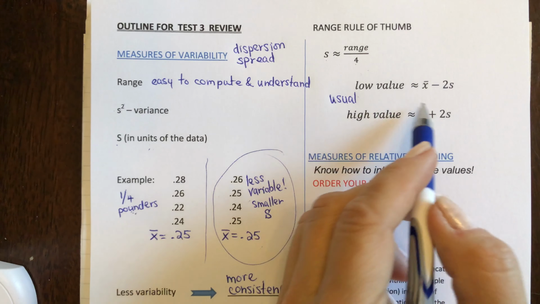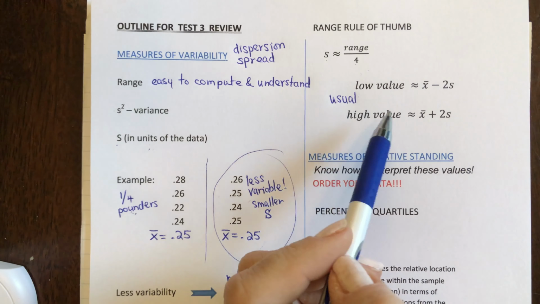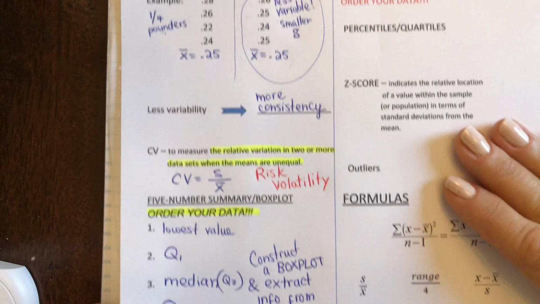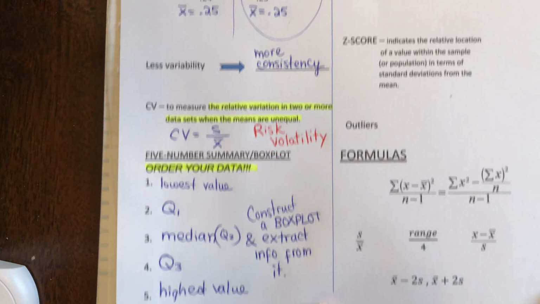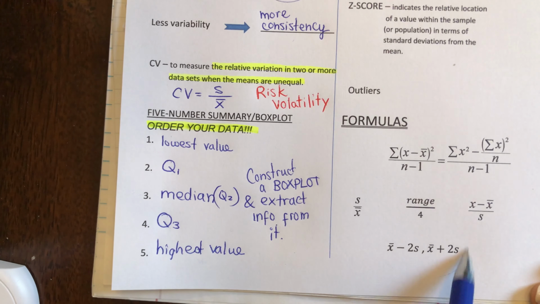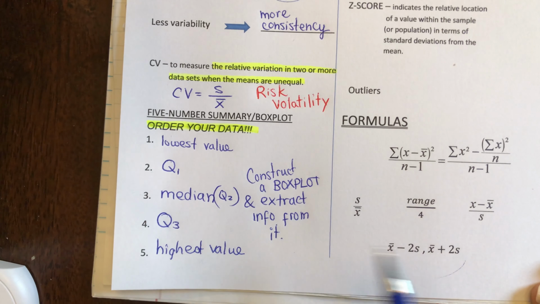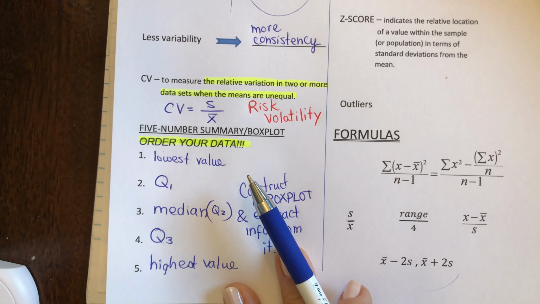So we did talk about that range rule of thumb that you should pretty much know. If you look at the formulas, I do kind of give you a feel for what those values are. I don't think you can see all of them right here, okay? So you just have to remember what they are, but there they are in the formulas that you'll be given.